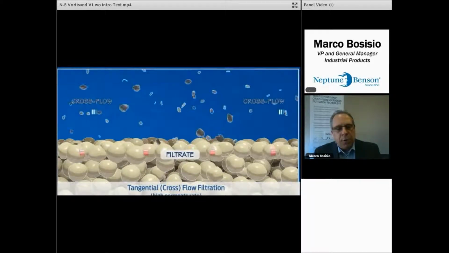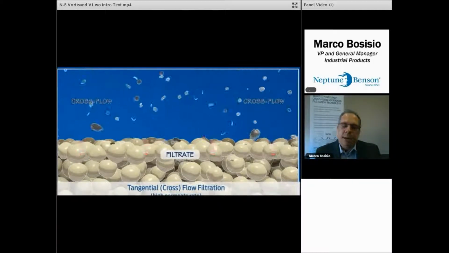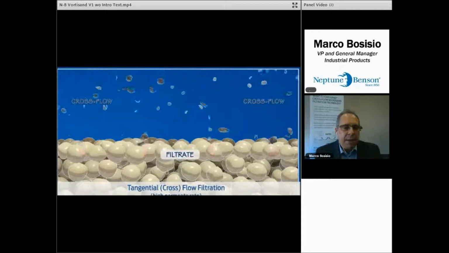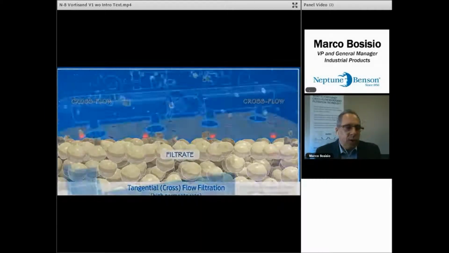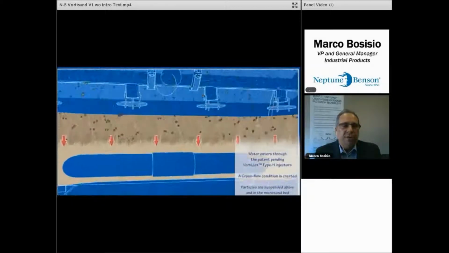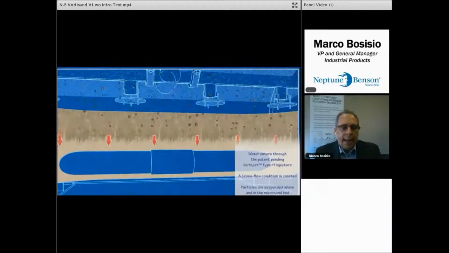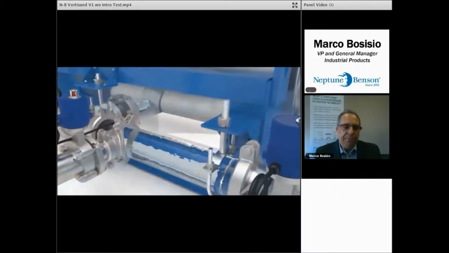You remember during Rick's presentation, we talked about a cross-flow system for the membrane. We do exactly the same thing. With media that is very, very fine, we use microsand, and by doing so, we're able to use the full power of the cross-flow and filter down to sub-micron particles.